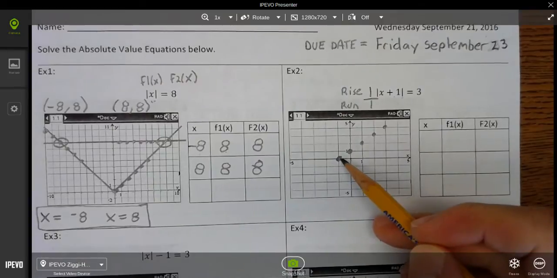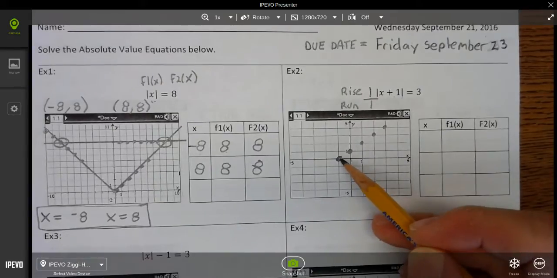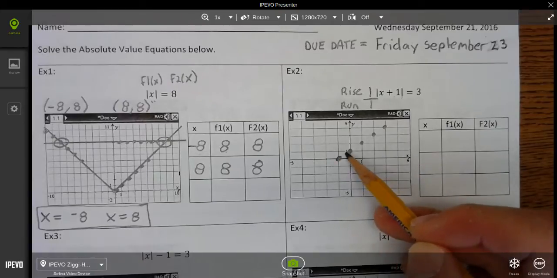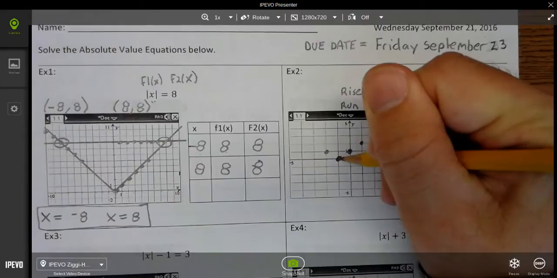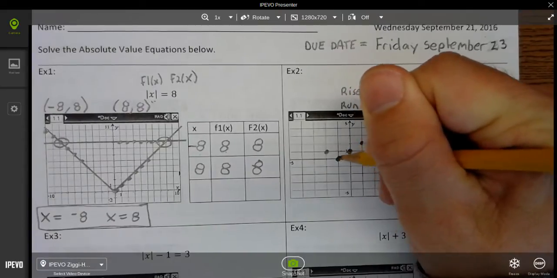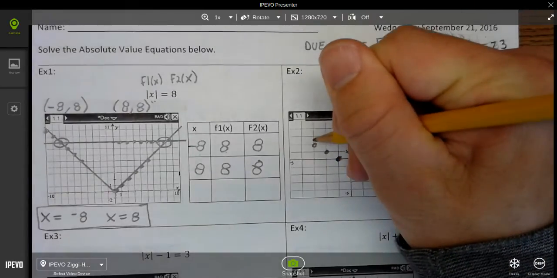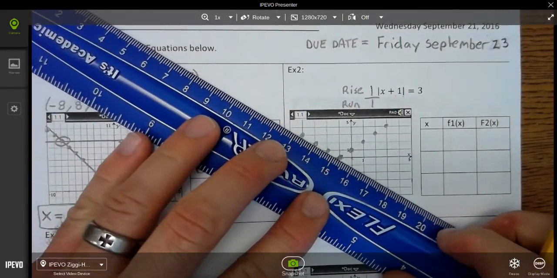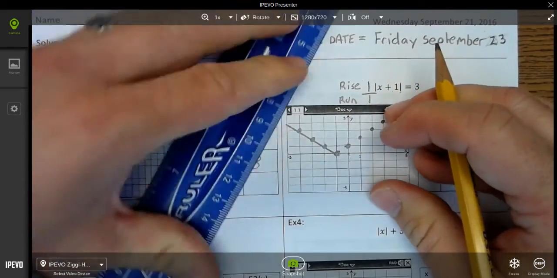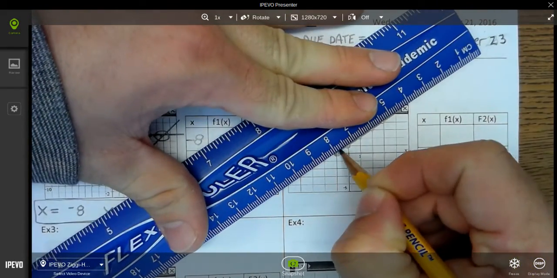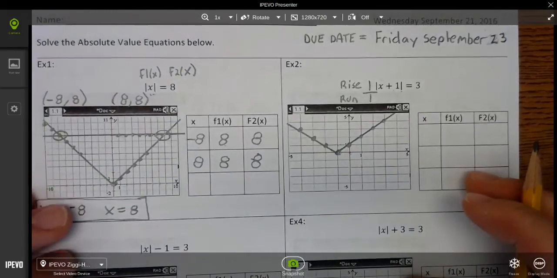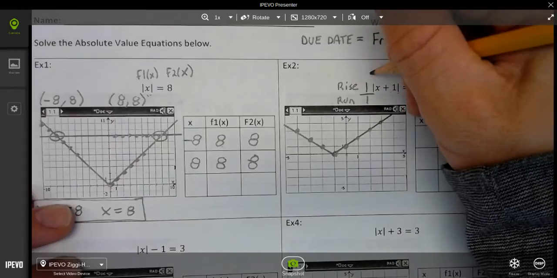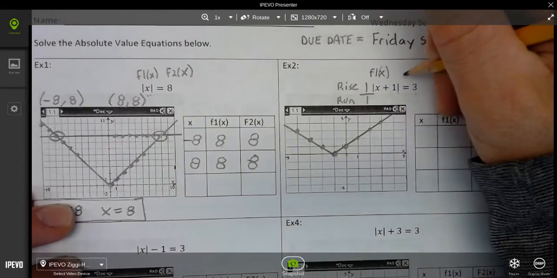And then we know that the absolute value is symmetric about the vertex, so we know that this side is the opposite. So we went up 1 to the right 1, this would be up 1 to the left 1. So up 1 to the left, up 1 to the left. Okay, so the right side, now remember this side is f1 of x, and this is f2 of x.